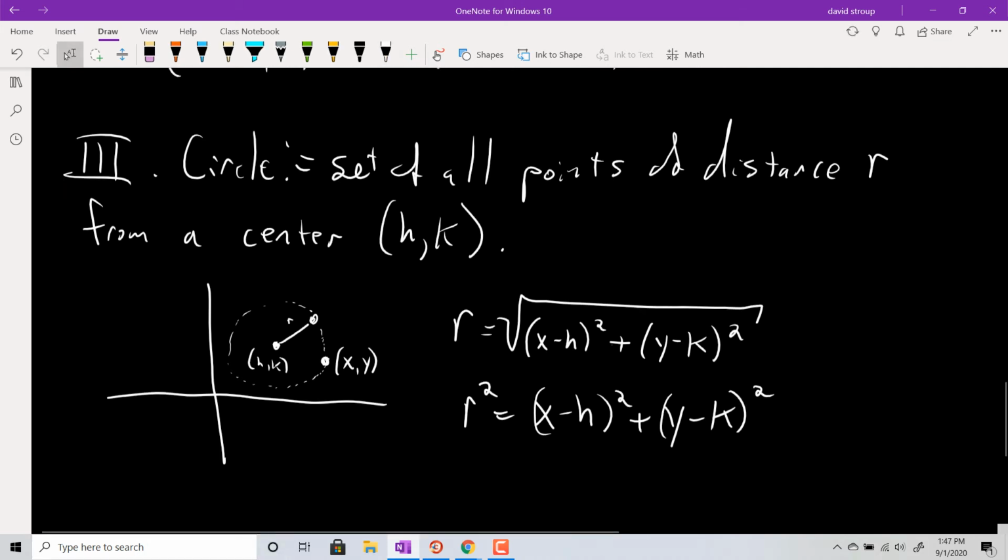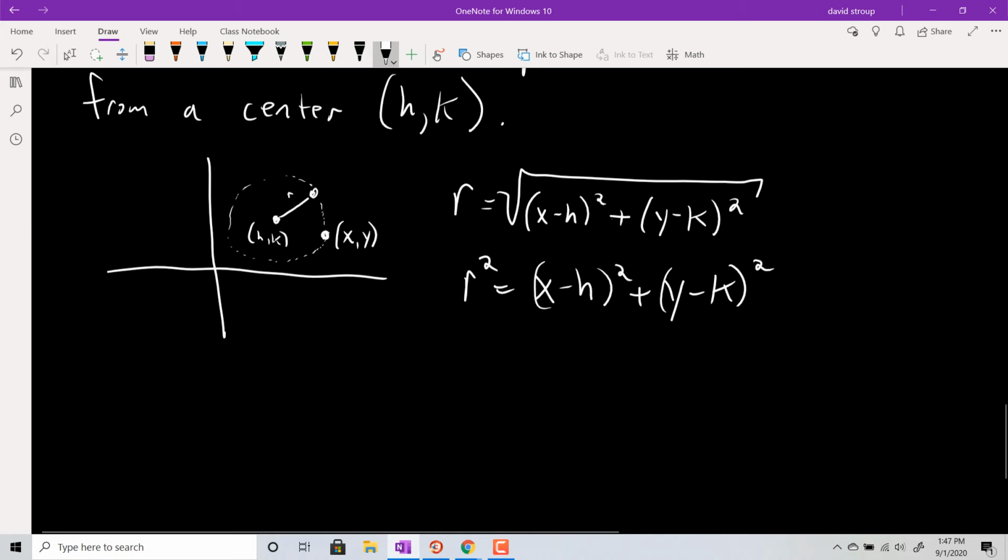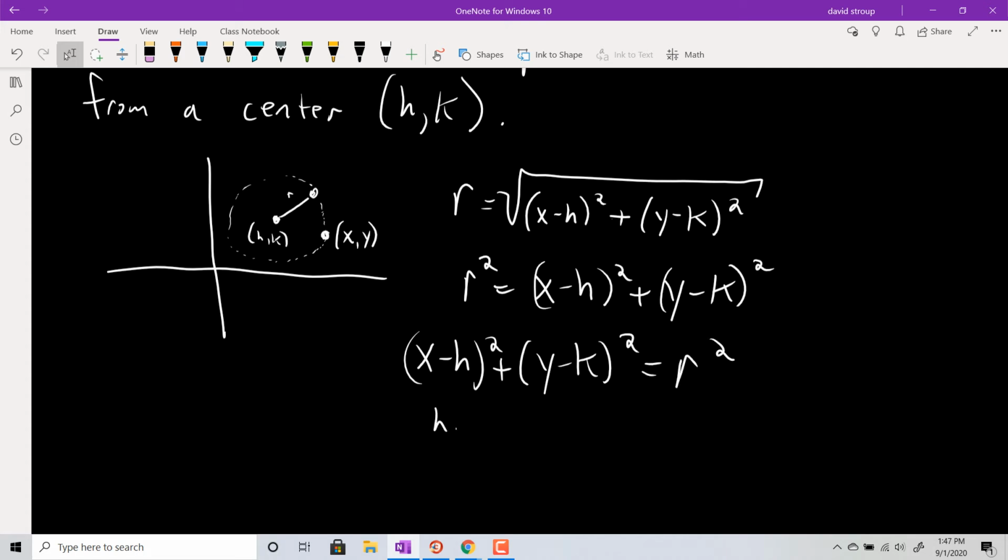And usually they write it the other way. They write it with the x part in the front, x minus h squared plus y minus k squared equals r squared, where h comma k is the center and r is the radius. Okay, so where does that equation come from? It comes from the distance formula.